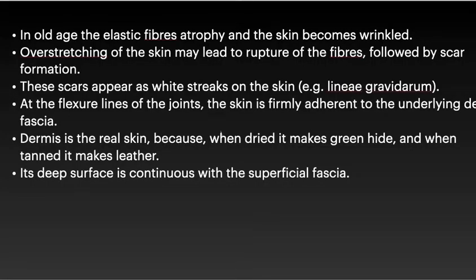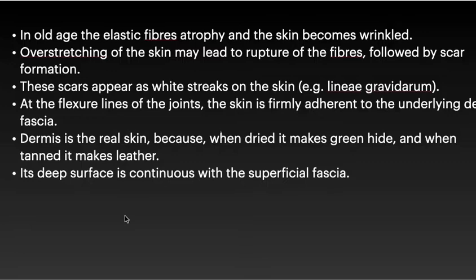In old age, the elastic fibers undergo atrophy and the skin becomes wrinkled. Overstretching of the skin can lead to rupture of the fiber, followed by scar formation. These scars appear as white streaks on the skin called the linea gravidarum. At the flexure lines of the joints, the skin is firmly adherent to the underlying deep fascia.